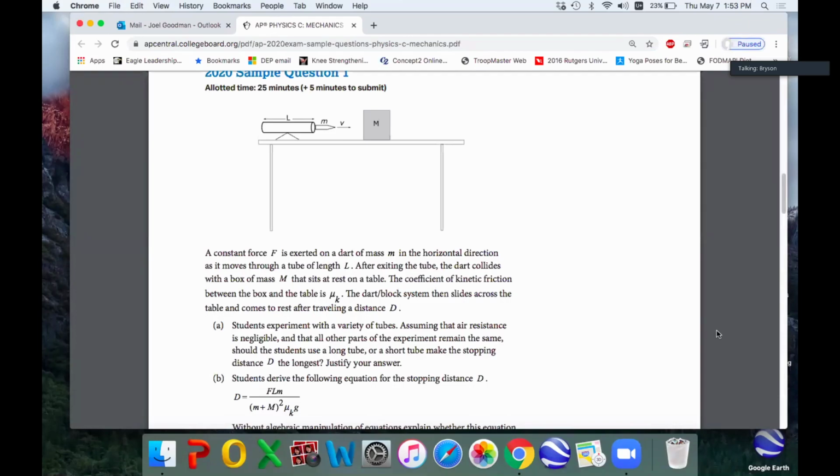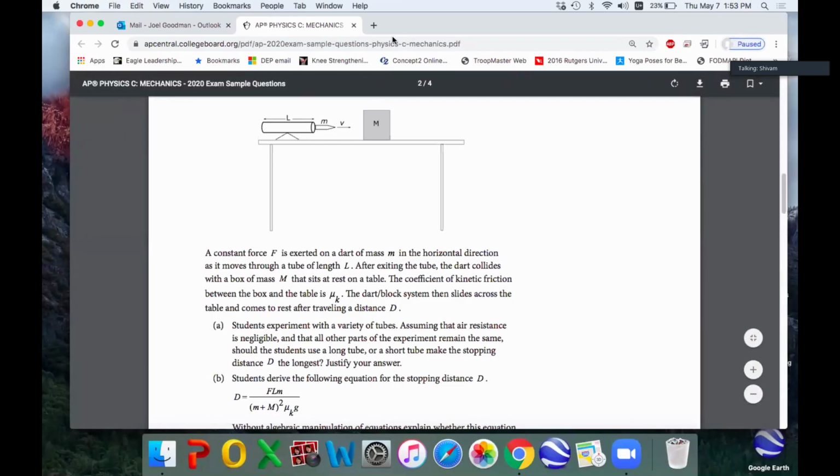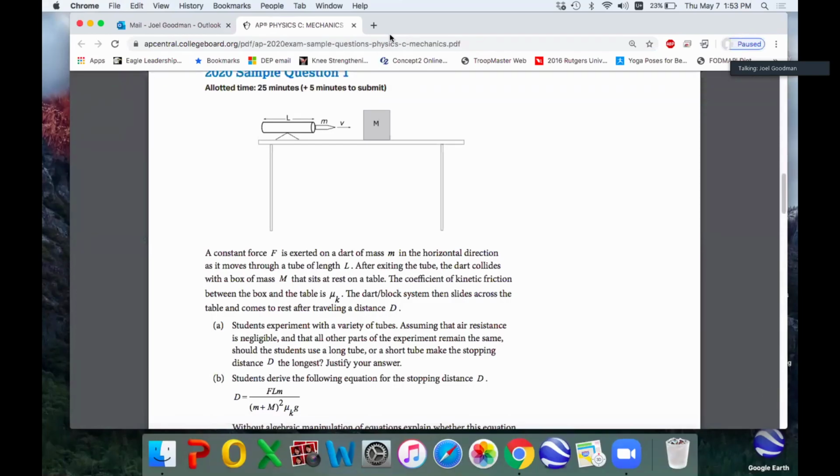Wouldn't it not matter if it's constant though? The longer you're in the tube, the more force is applied. No, the same force is applied. It's just the same force no matter how long it is. Say it right. The longer you're in the tube for, the force is the same, but what's changing? The distance. How close you are to the block. The amount of work done to the dart.